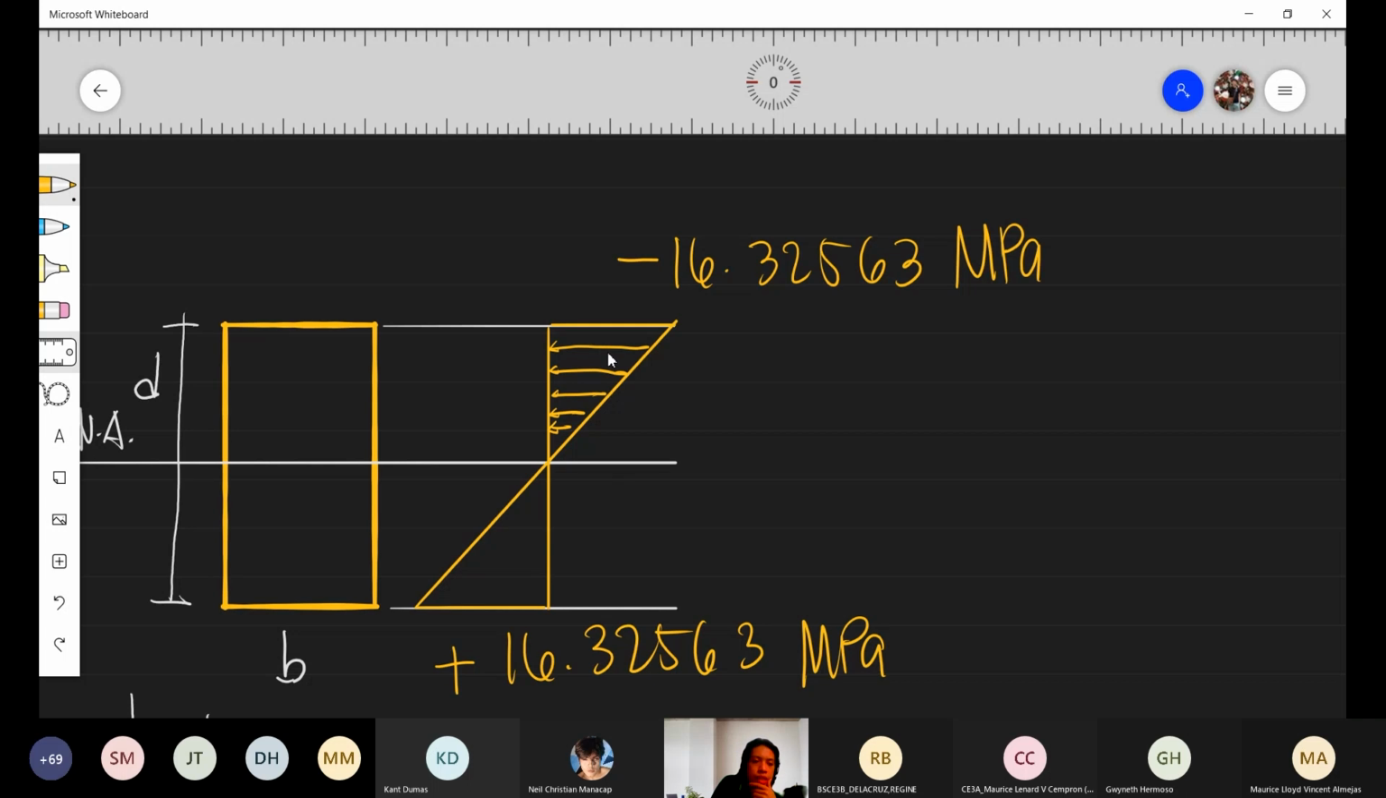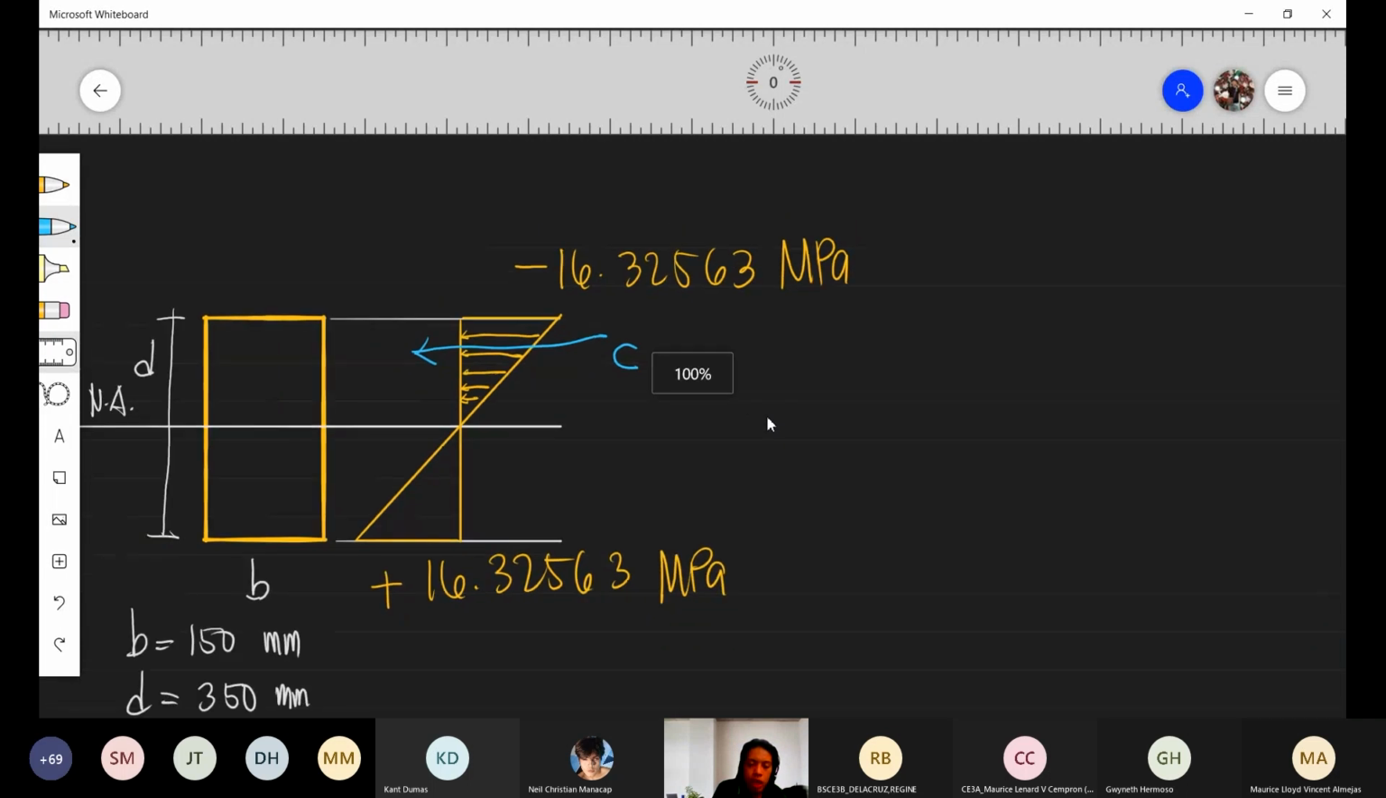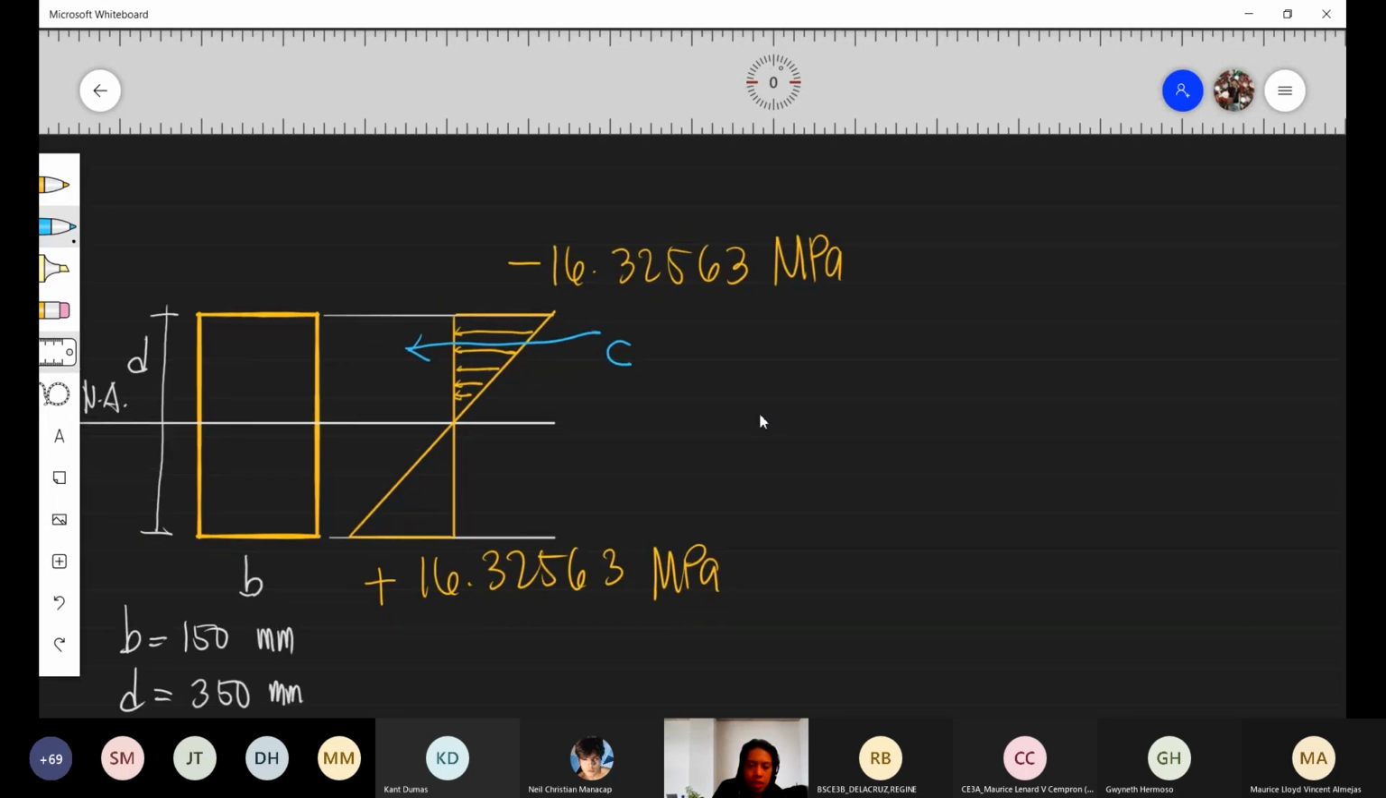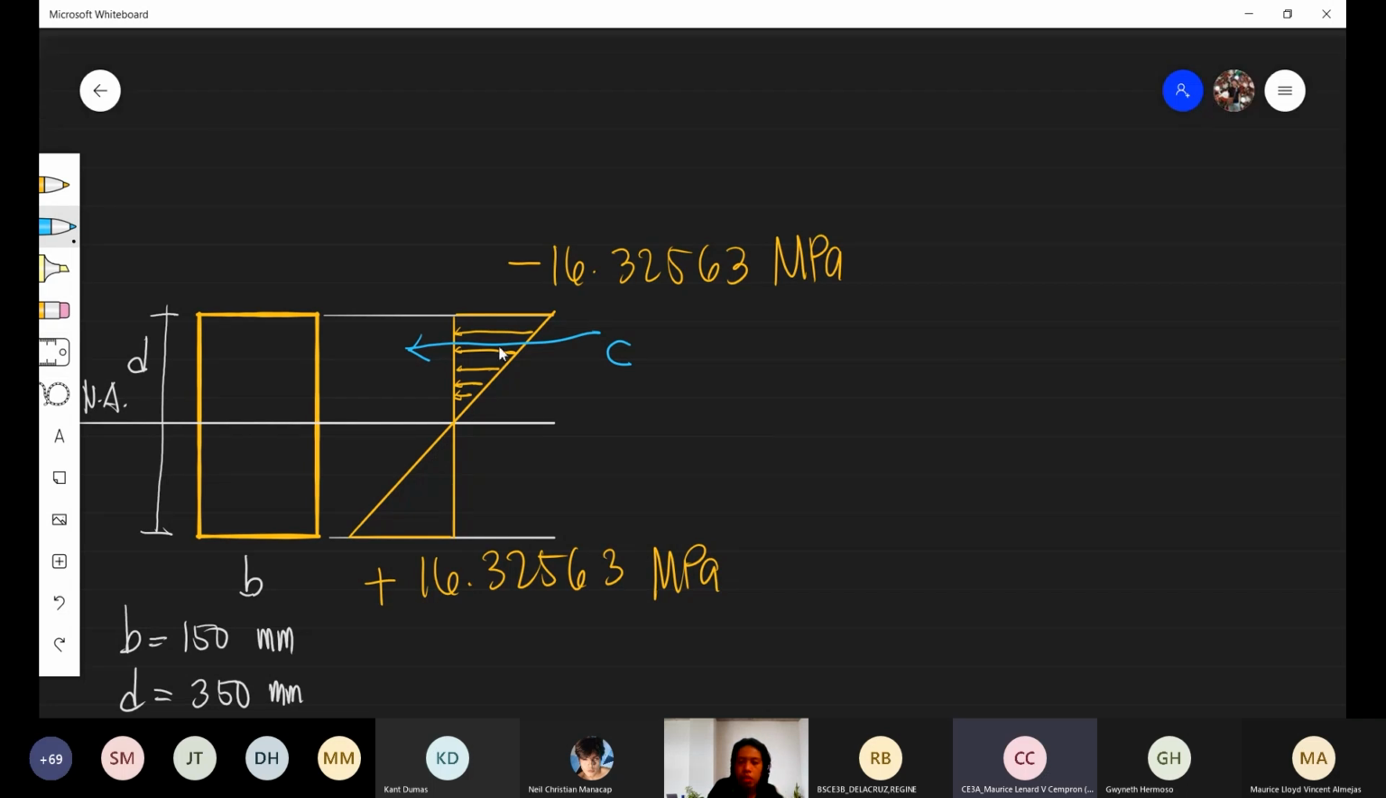Now, since this is a stress, it can be represented by a single force. Let's name the force C to denote compression. So we will solve for the value of C. Going back to simple stress, what's the formula for stress? Stress is equal to force over area.